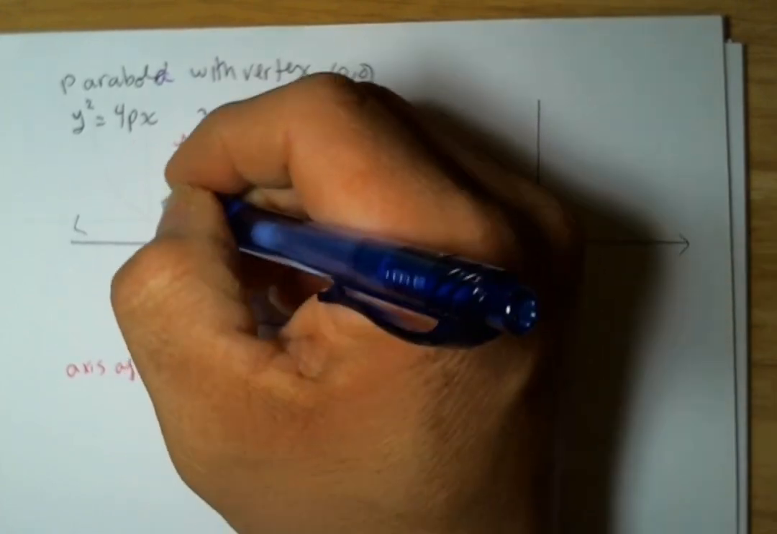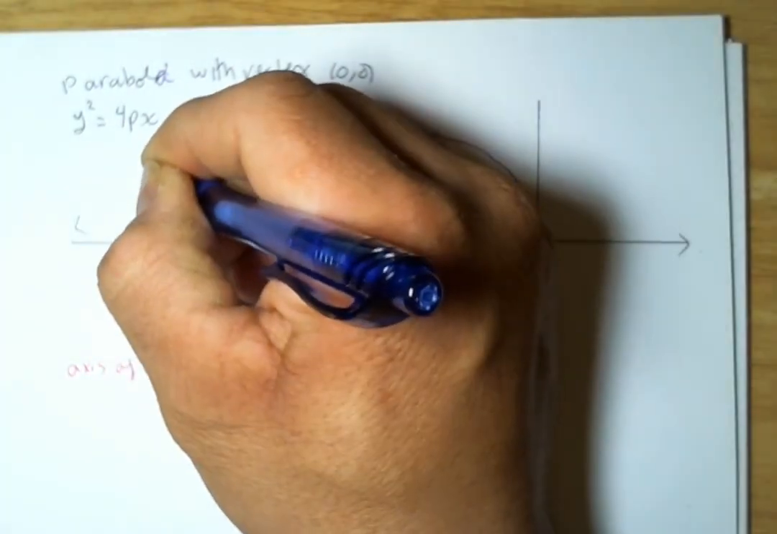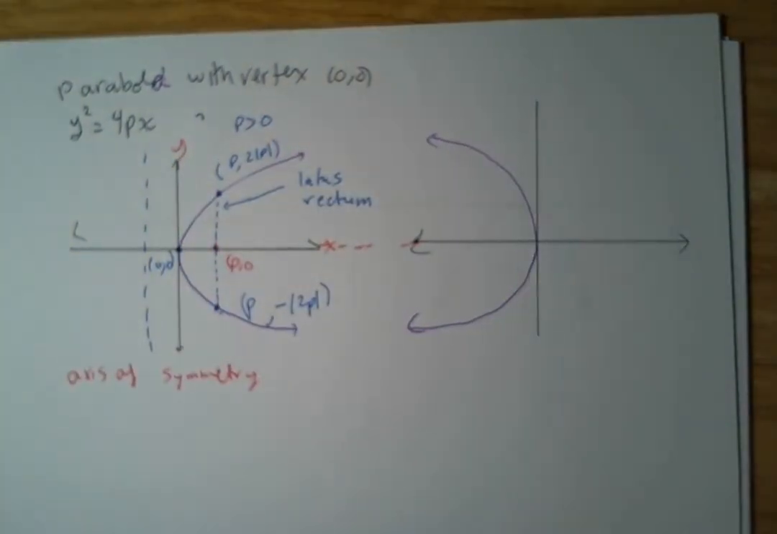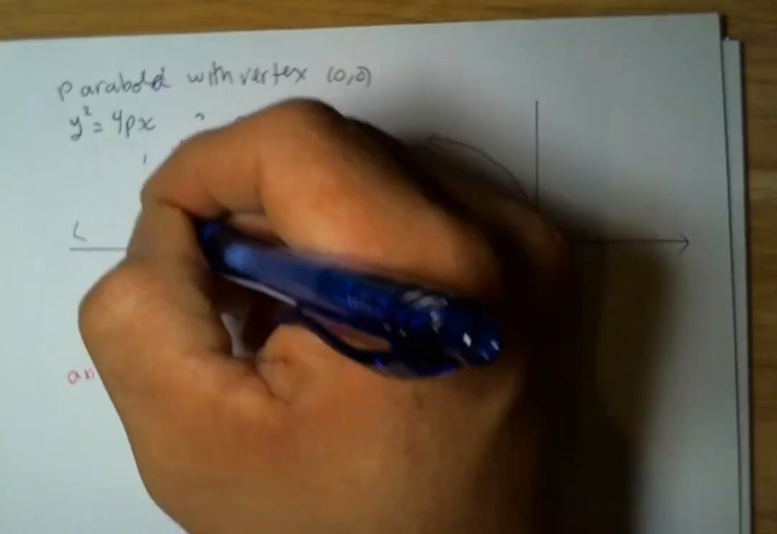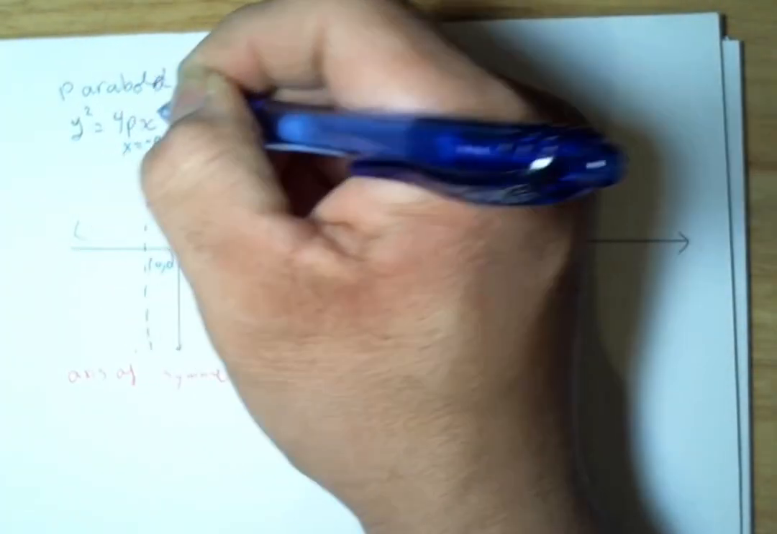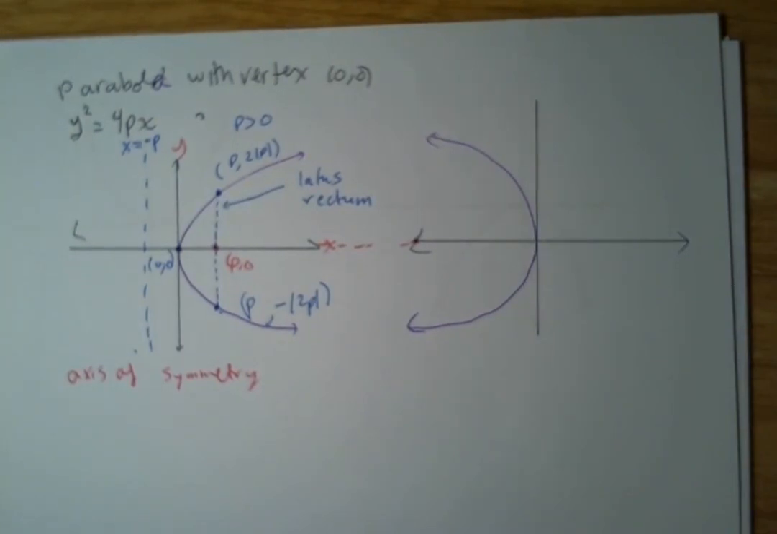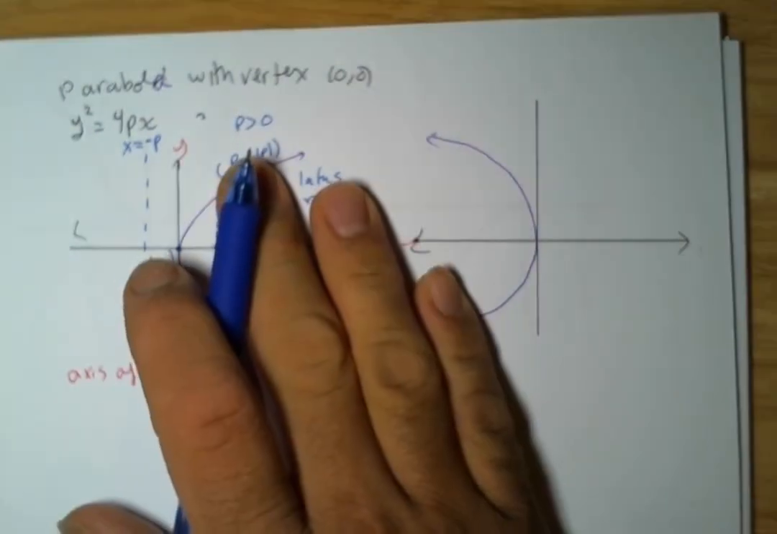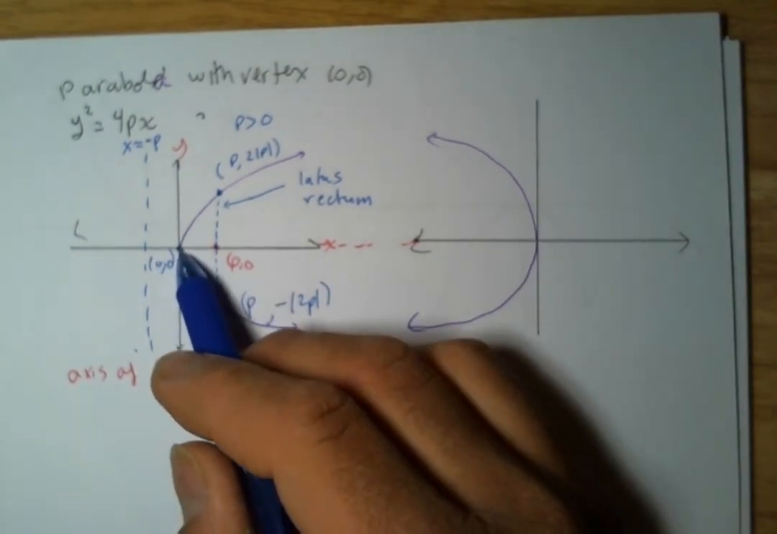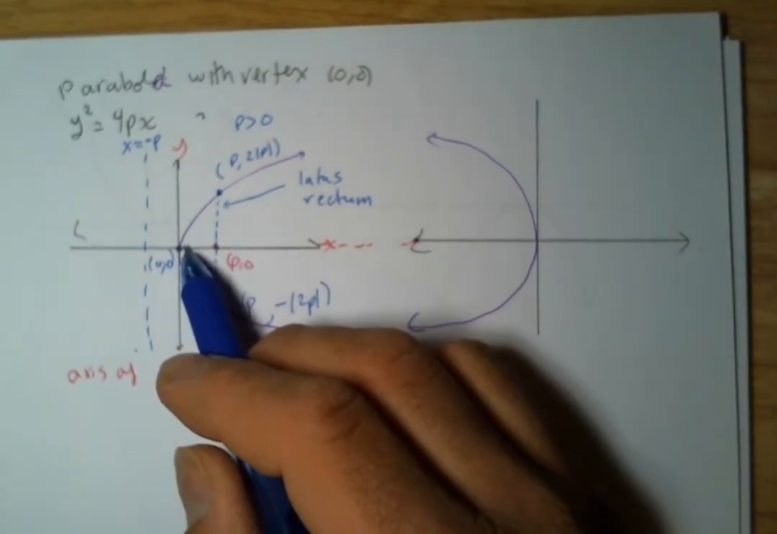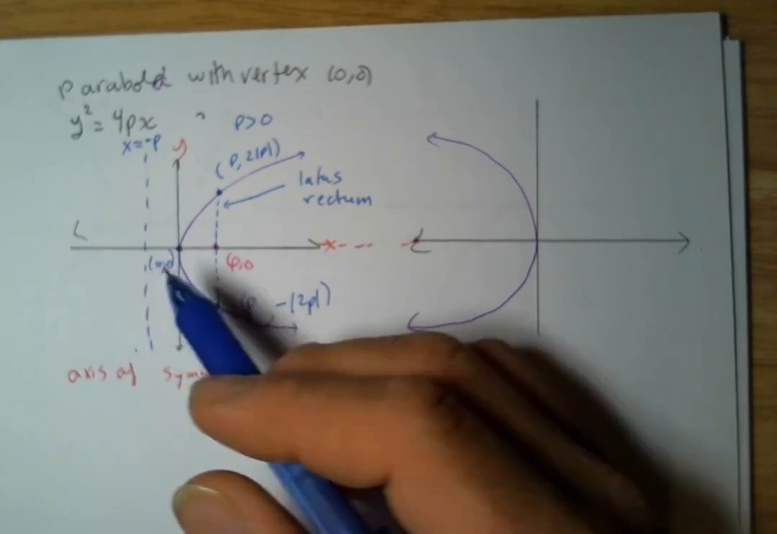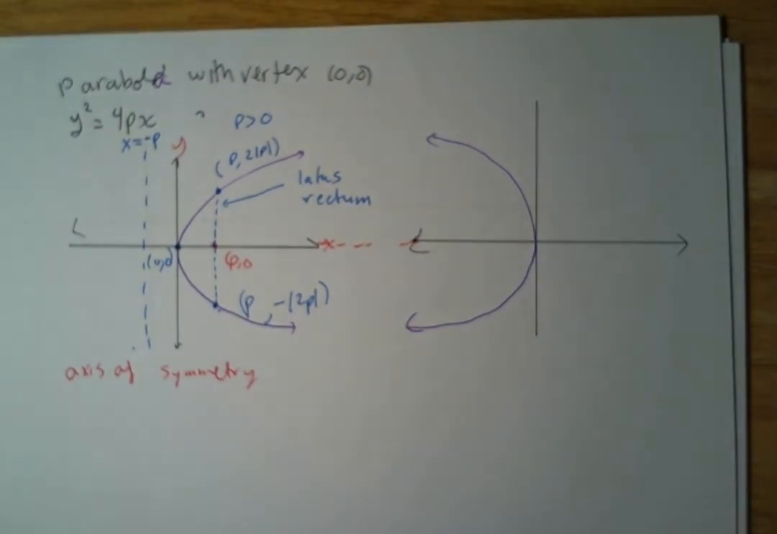We're also going to be identifying some line that is behind the parabola, and this is called the directrix. Its equation is x equals negative p. So here the distance between the vertex and the focus is the same distance, at least along the horizontal, to the directrix.